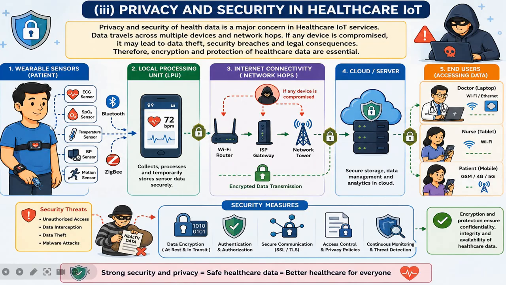Now, here you can see again, a patient is wearing several healthcare sensors, including the ECG, SpO2, temperature, blood pressure, and the motion sensors. These wearable devices continuously collect the physiological data from the patient's body, and the collected data is then transmitted to a local processing unit through the wireless technologies such as Bluetooth and the Zigbee.